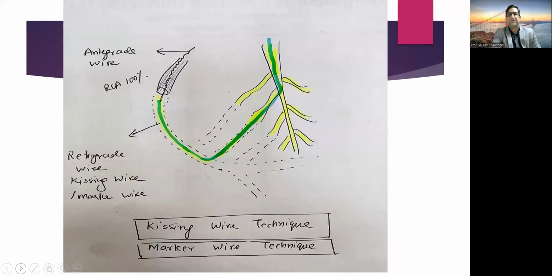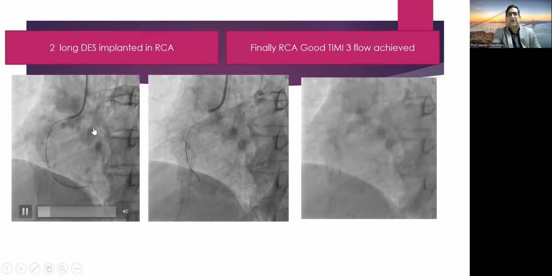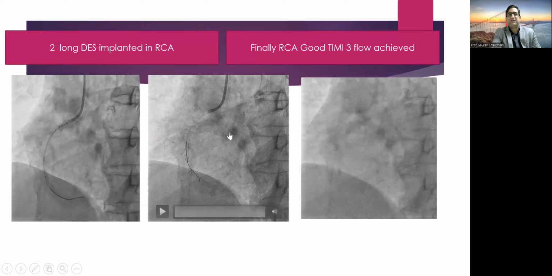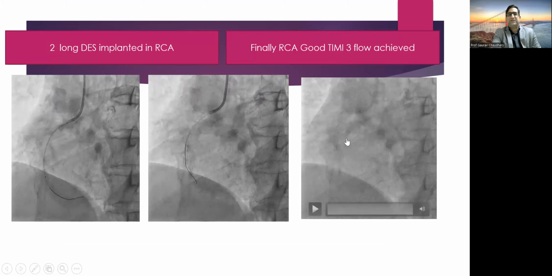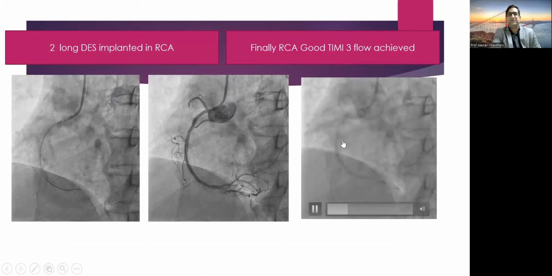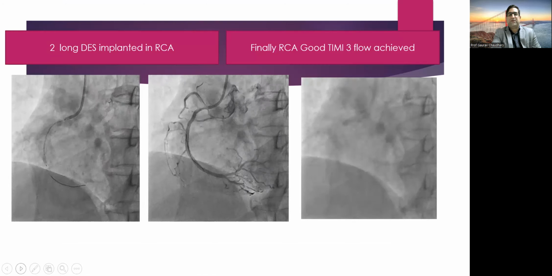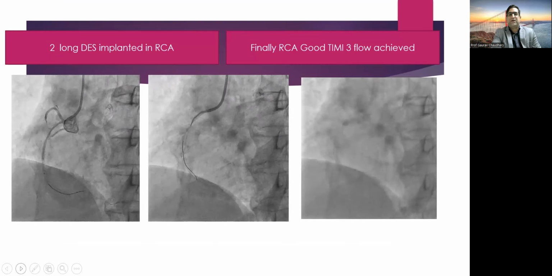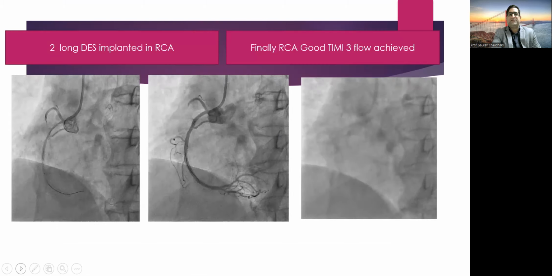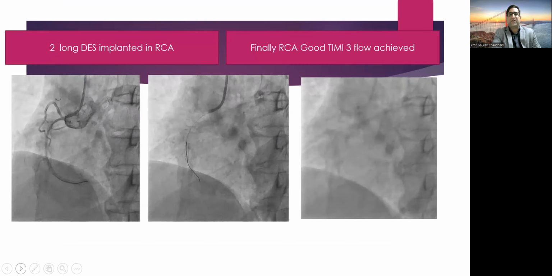We went from LAD septal collateral to the PDA, then to the mid RCA, then keeping it as a marker, we negotiated the antegrade wire into the true lumen. And after that, two long stents were implanted, and this was the final result. So good TIMI 3 flow was obtained with the usage of the retrograde CTO technique, that is the marker wire technique or kissing wire technique.